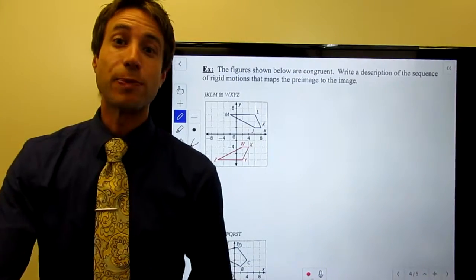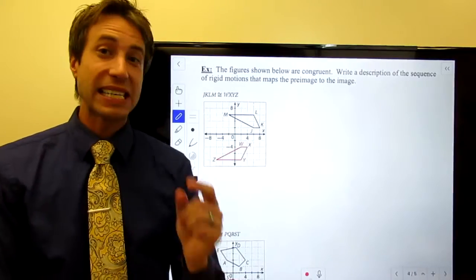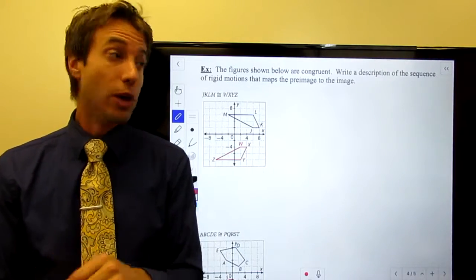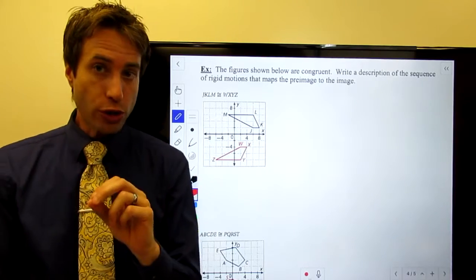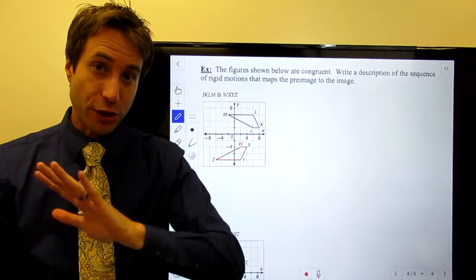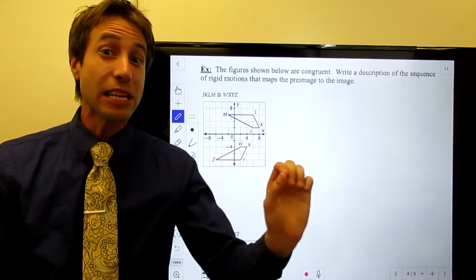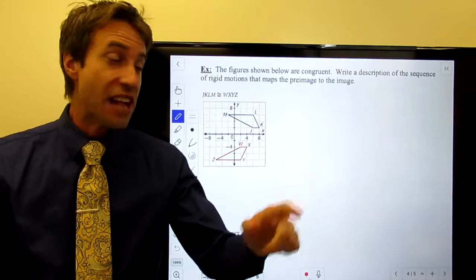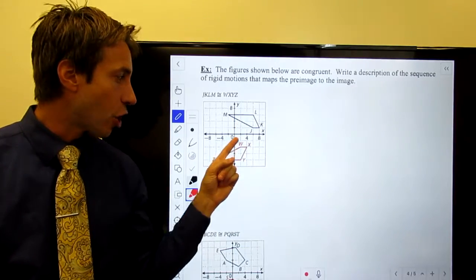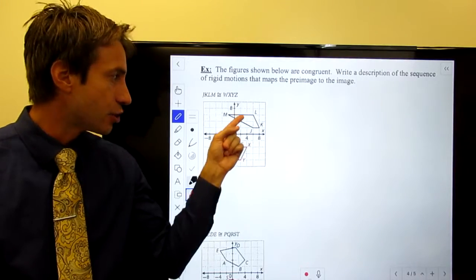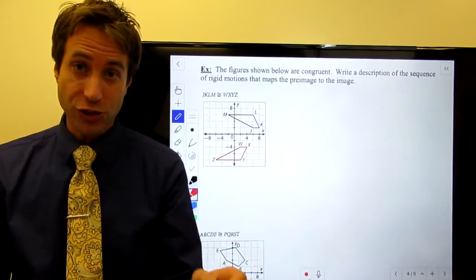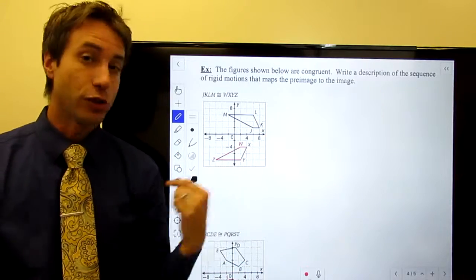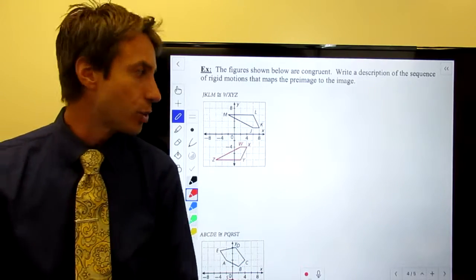Hey guys, welcome to this page of the notes. Again, what we're doing here is I'm telling you two images, two figures are congruent. You're trying to find the transformation or the series of transformations that'll map this image onto this image, or vice versa, using rigid transformations to show that these two guys are congruent. So let's go ahead and do another one.